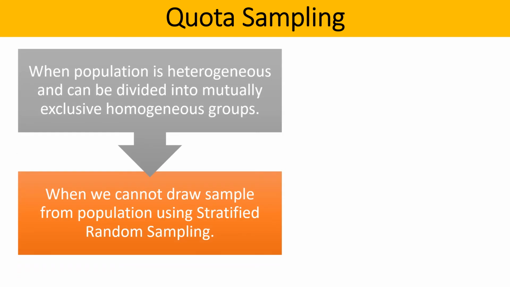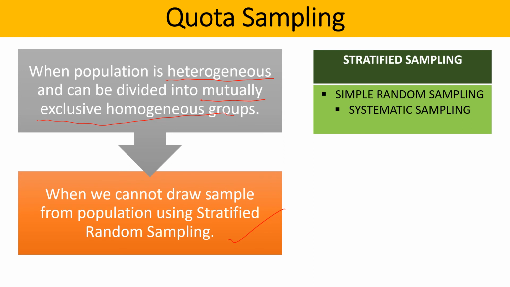Quota sampling is used when the population is heterogeneous and can be divided into mutually exclusive homogeneous groups. It is the same as stratified random sampling, but it is used when we cannot draw a sample from the population using stratified random sampling. Then what is the difference between quota sampling and stratified random sampling?